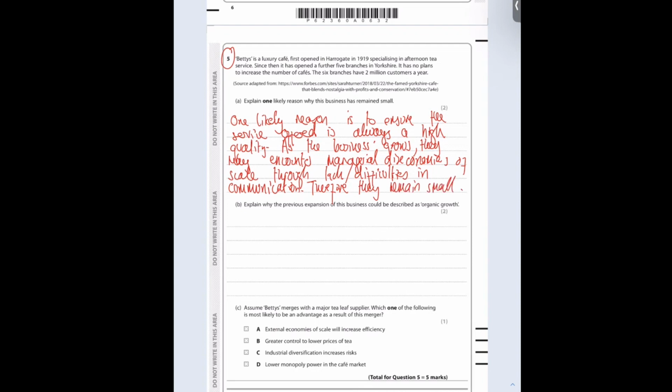Okay, explain why previous expansion of this business could be described as organic growth. So organic growth is basically just not relying on external sources of finance or mergers or takeovers to facilitate your growth. So it's just coming from within the business. And I guess what we could say is that we don't get any indication that they have used external finance in order to open up lots of different branches of their tea shop. So perhaps they've just used the profit that they've generated from having 2 million customers a year. So let's go for that. Could be described as organic growth.